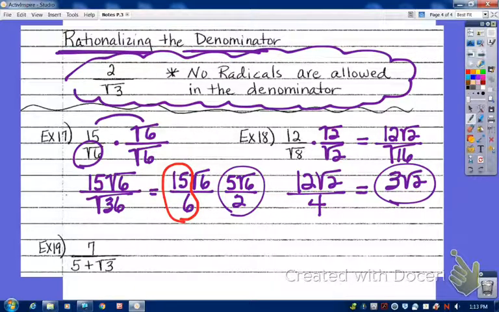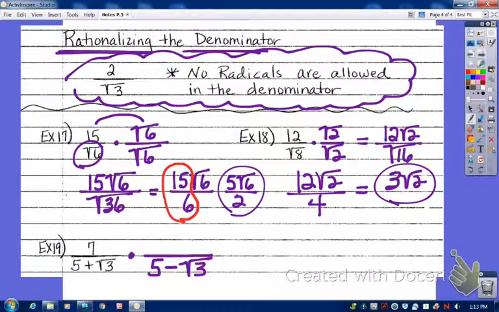All right, last example. Example 19, 7 divided by 5 plus the square root of 3. So in this one, you have 2 terms in the bottom, and one of those is a square root. Anytime you have 2 terms, and one or both of the terms are square roots, you have to multiply by what we call the conjugate of 5 plus the square root of 3. And that's going to be 5 minus the square root of 3. We're going to rationalize this way anytime there's 2 terms in the denominator. If it would have been 5 minus the square root of 3, then we would be multiplying by 5 plus. So all you're really doing is just changing that sign.